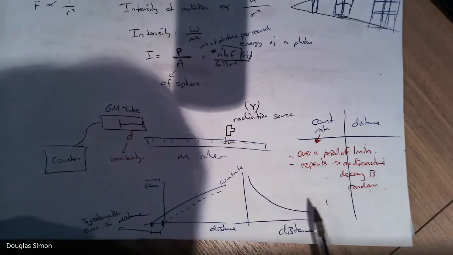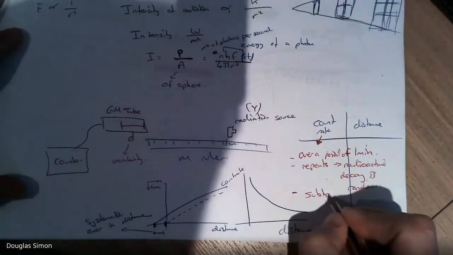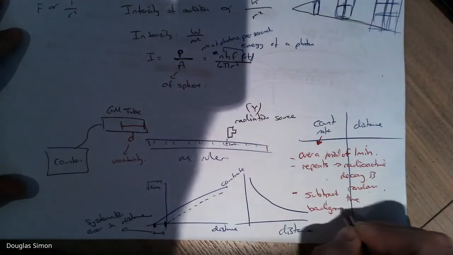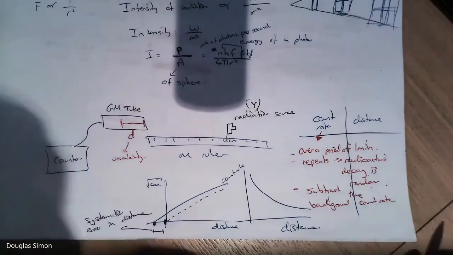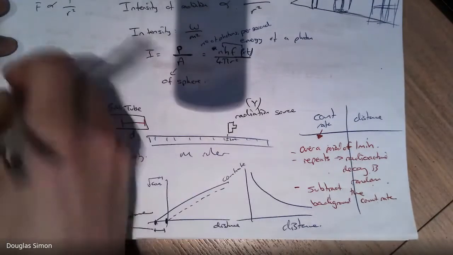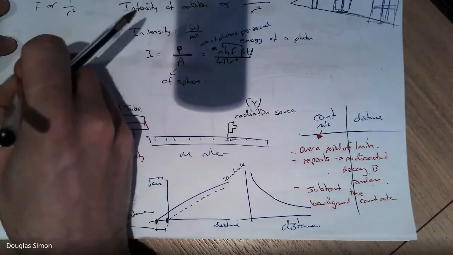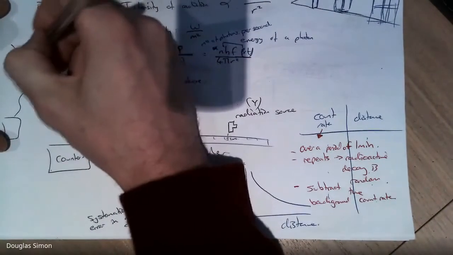Because it's random. And importantly as well, you need to subtract the background count rate, because if you just have a Geiger-Müller tube just in your lab, it will be picking up the odd piece of radiation.